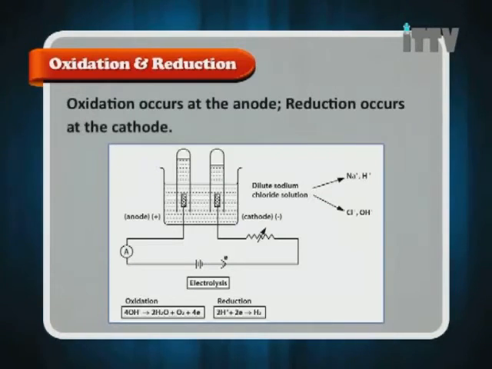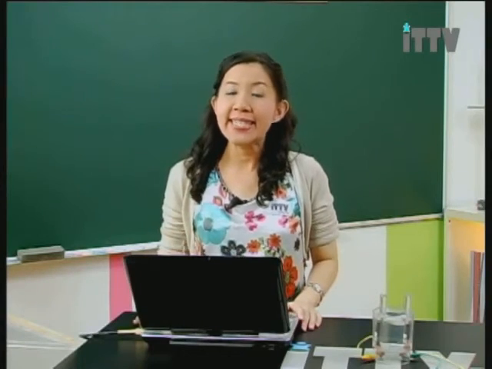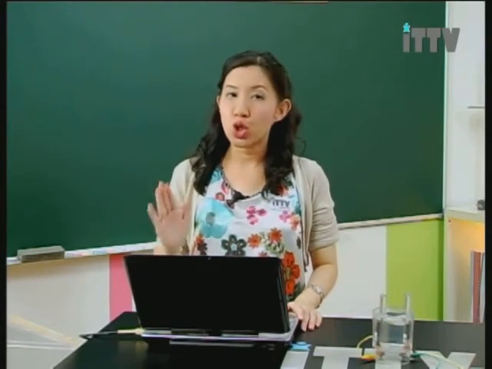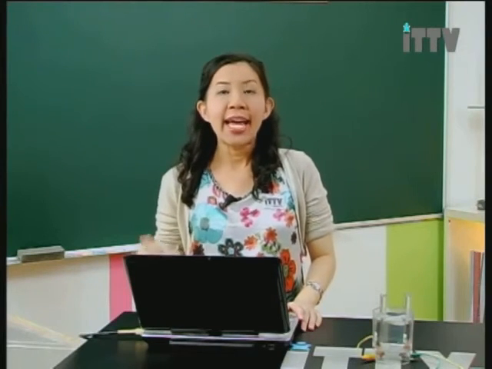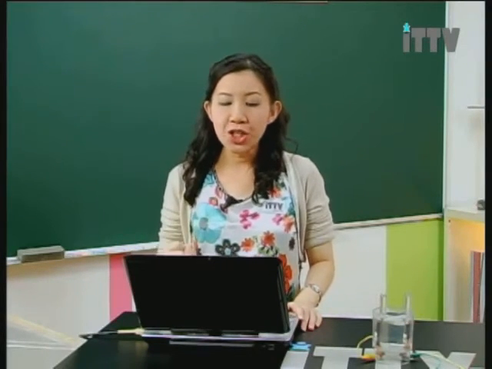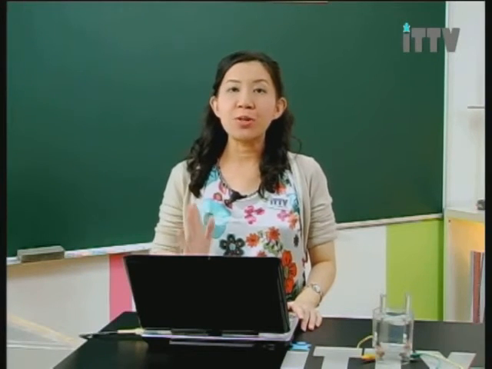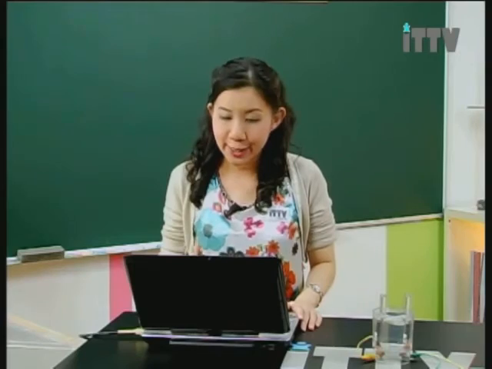The oxidation half equation that happens would be that 4 moles of hydroxide ions will produce 2 moles of water plus oxygen gas as well as 4 electrons. While the reduction half equation that happens would be that 2 moles of protons would react with 2 electrons to give you hydrogen gas. Because H plus is less electropositive than sodium ions, H plus will be selected to be discharged at the cathode, because reduction always happens at the cathode.